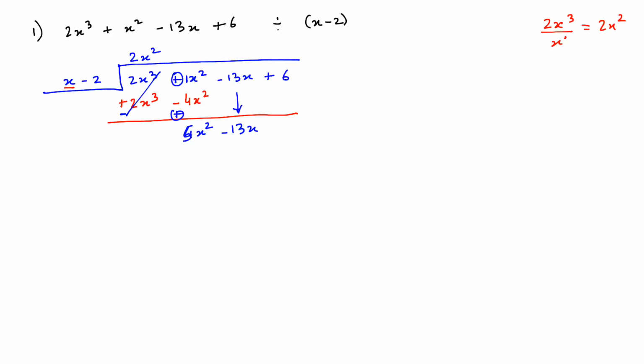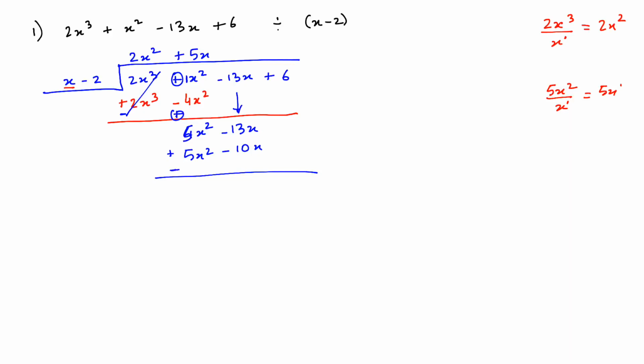Again, we have to see x times what will give you 5x squared. x times plus 5x will give me 5x squared. We'll do the division way. So the first term is 5x squared and the divisor is x. 5x, 2 minus 1, 1. So you will get 5x. Now we are going to multiply x with 5x, which will give us 5x squared. And negative 2 multiplied by 5, negative 10x.